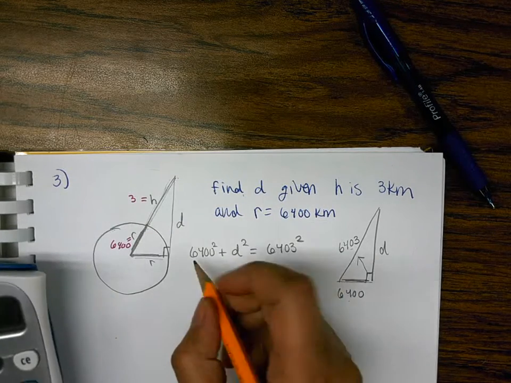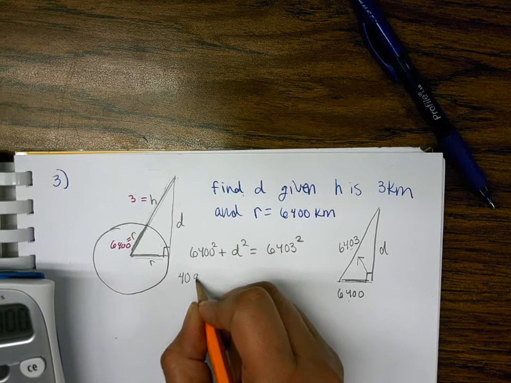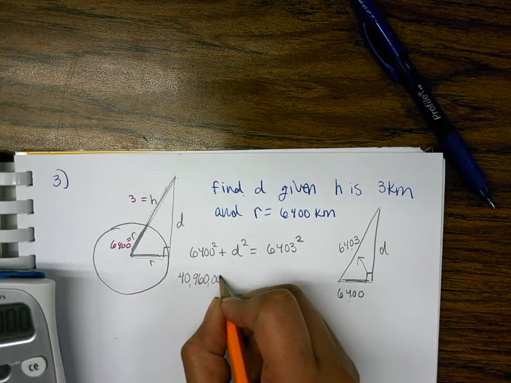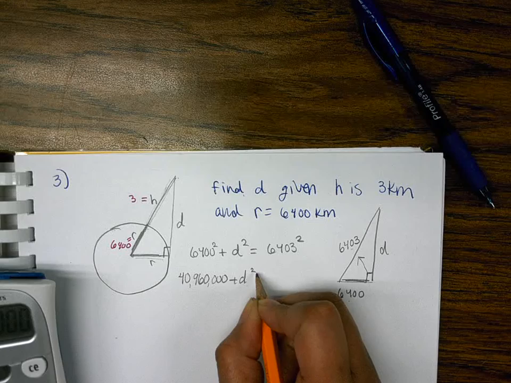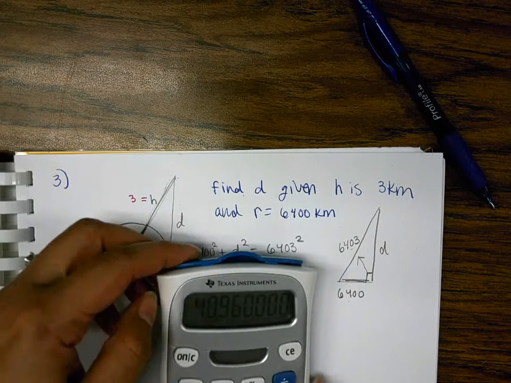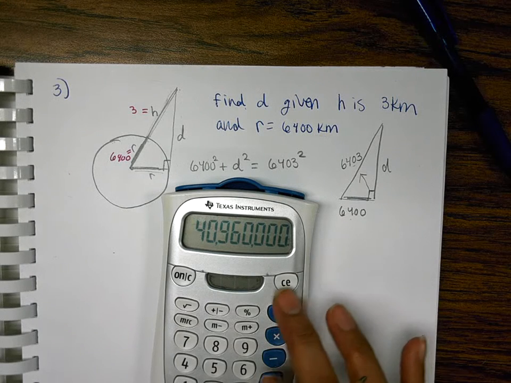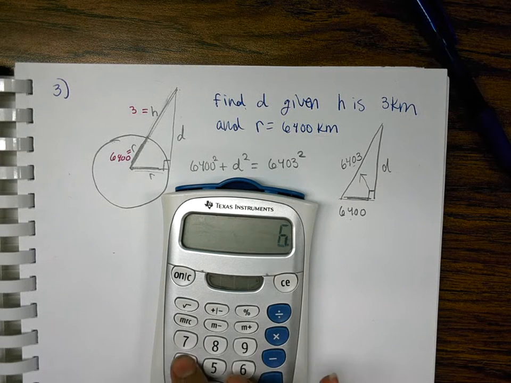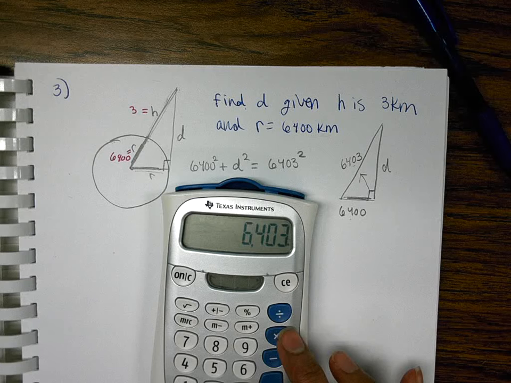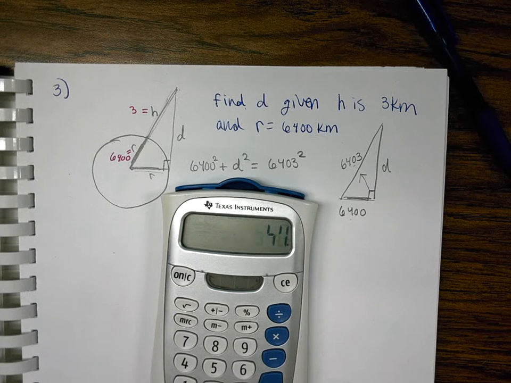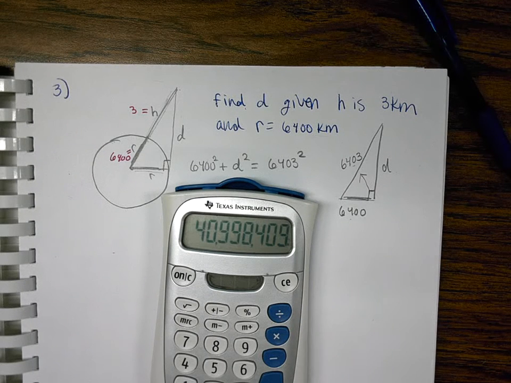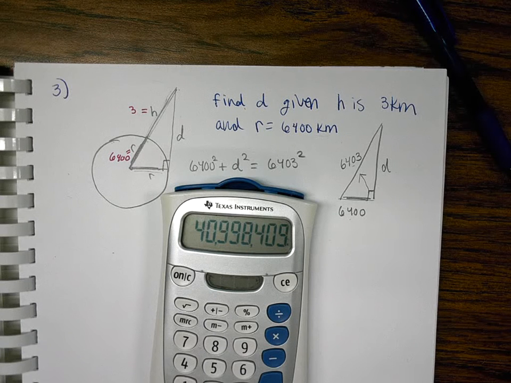All right, I'm going to write that big number down here. That was 40,960,000 plus D squared equals, next one, 6,403 squared. So I'm going to clear. 6,403 times 6,403 equals 40,998,409. Now kids are thinking, oh, that's way too hard.